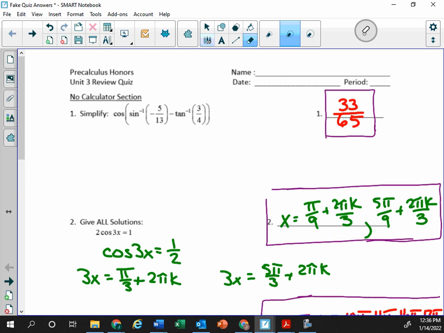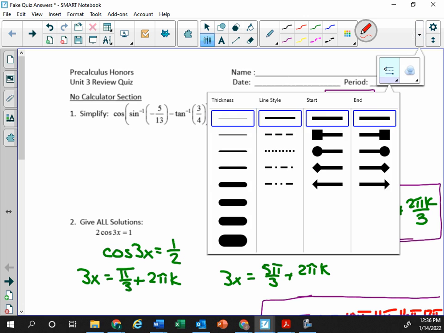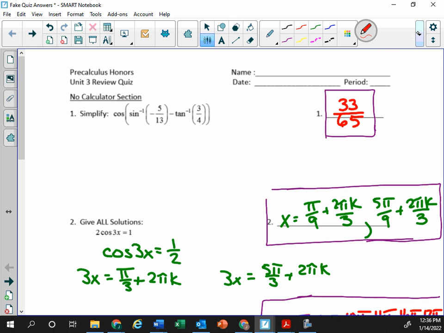All right, you have to be able to recognize that this is saying cosine of A minus B. This inverse sine of negative 5/13, that's just an angle. Inverse tangent of 3/4 is another angle. I'm calling them A and B. You can call them whatever you want. Okay? So you have to recognize that. And then you have to know your formula.